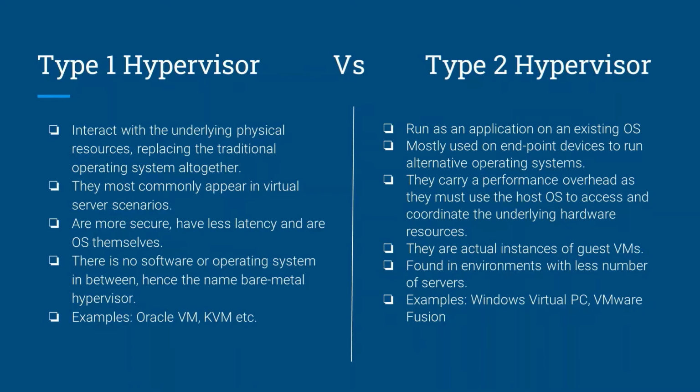Type 1 hypervisors are more secure and have less latency, and are operating systems for themselves. But type 2 hypervisors are actual instances of guest VMs. And coming to type 1 hypervisor, there's no software operating system in between, hence the name bare metal hypervisor. While type 2 hypervisors are found in environments with a smaller number of servers. Examples for type 1 hypervisor can be Oracle VM, KVM, etc. While for type 2 hypervisor, it can be Windows Virtual PC, VMware Fusion, etc.